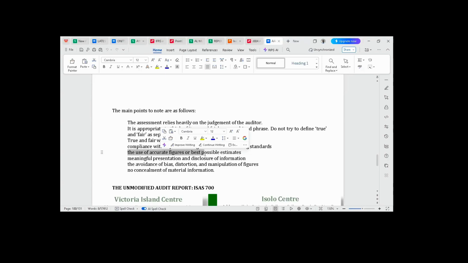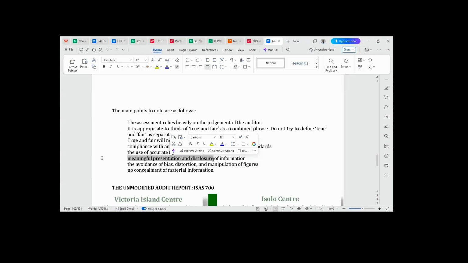What we are saying is that any estimate you give should be an estimate that is what? That is realistic. You must give a realistic estimate, or we call it best possible estimate. Number three, when you hear the word true and fair view, it also means that the financial statements have been presented meaningfully and all disclosures have been made as regards all information.